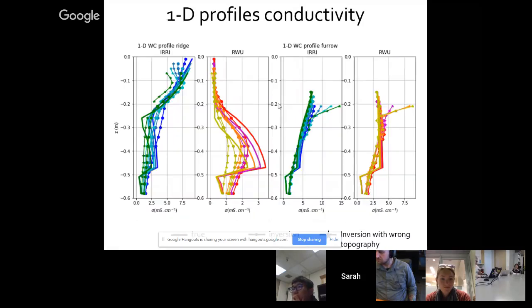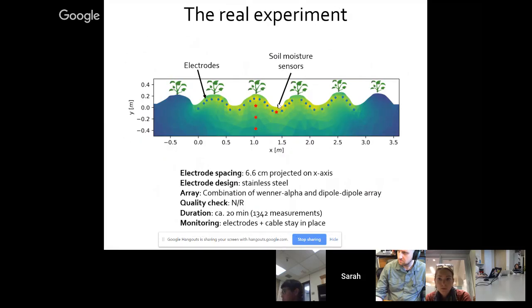That's just the same if you do it in 1D over the ridges and the profiles. It's just to show that the stars are the ones which are inverted with wrong microtopography, and you see that mainly it deviates at the surface always, just the same message. We are actually creating artifacts very close to the surface with this kind of problem. Okay, so that's the 1D. Then let's go to the real experiment.